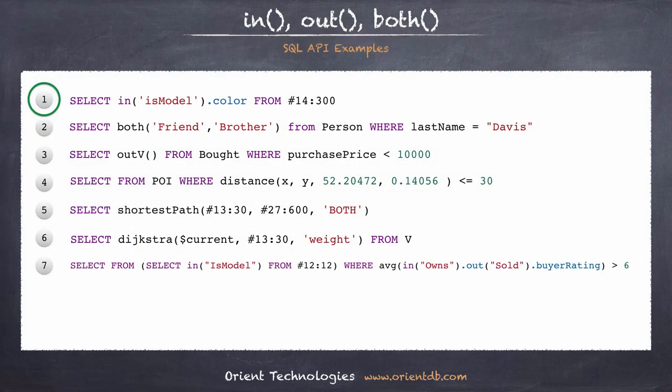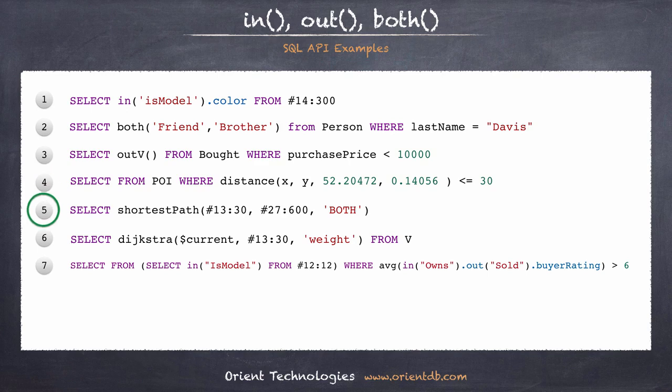1 selects all cars that are model type 14300 and returns the colors. 2 selects all vertices connected through friend or brother edges in either direction to the person vertices with the last name equal to Davis. 3 selects all outgoing vertices where the bought edge has a purchase price property greater than 10,000. 4 selects all POI vertices with a distance of less than 30 from the hard-coded coordinates.